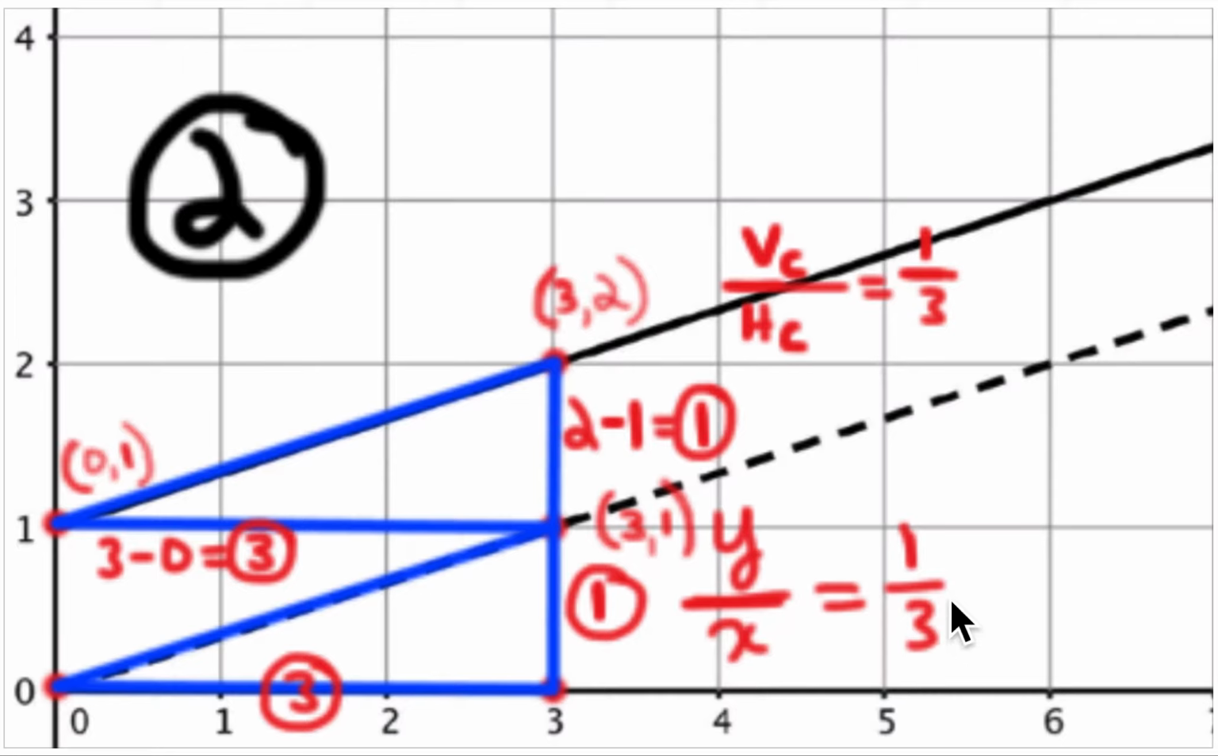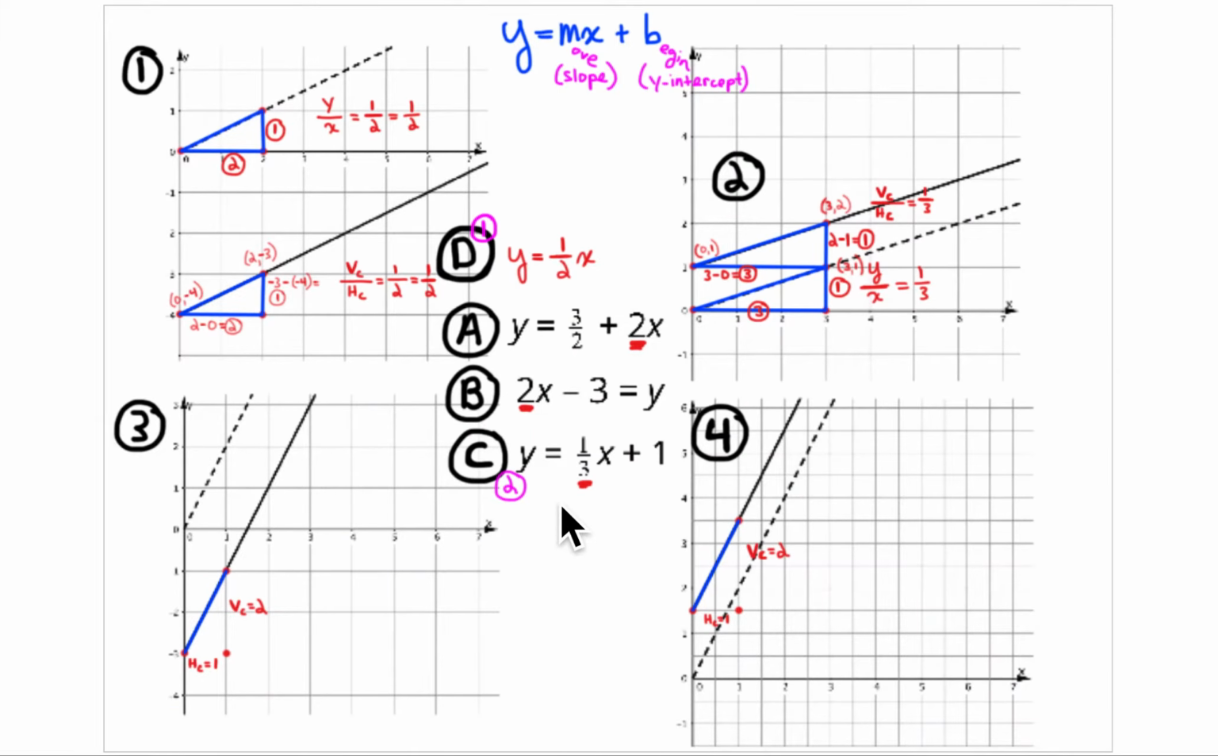All right, so graph 2 goes with the equation that has a slope of 1/3. And that's this one right here. So graph 2, is C, goes with the equation that has a slope of 1/3. And notice what the vertical intercept is, or the y-intercept. It's 1. And we said that before. It's right.